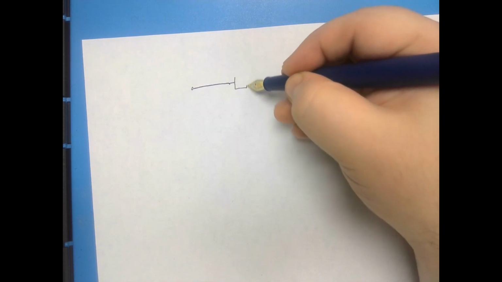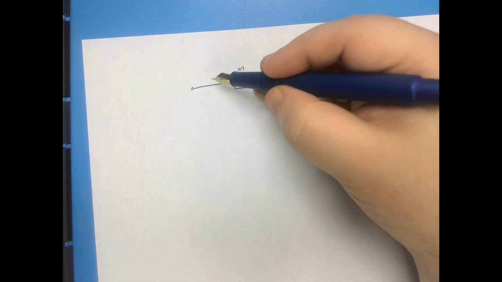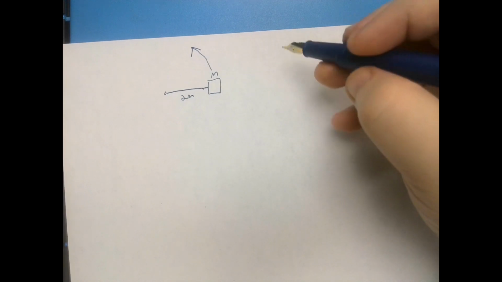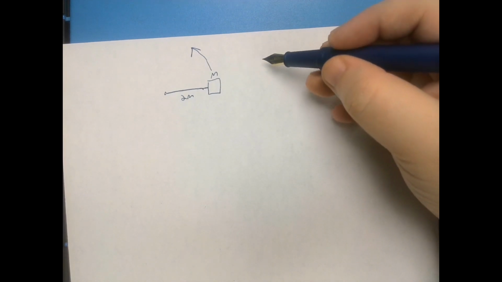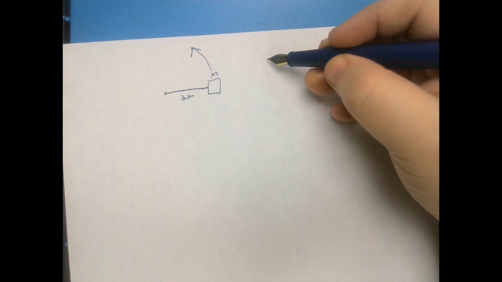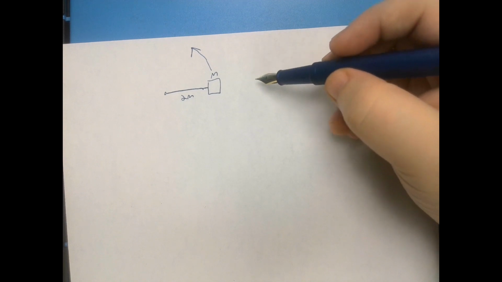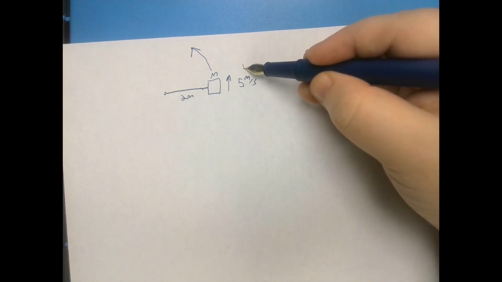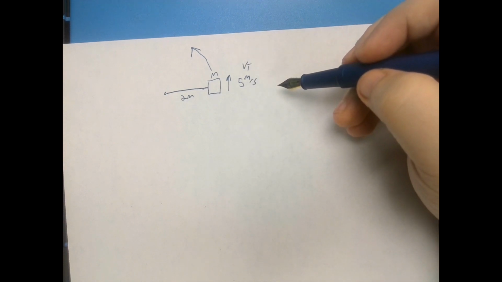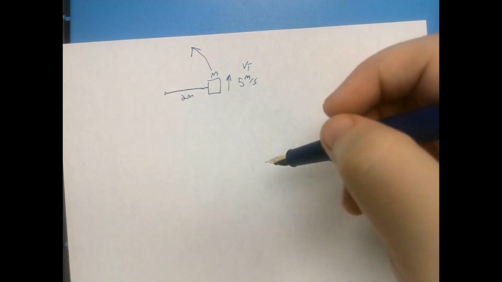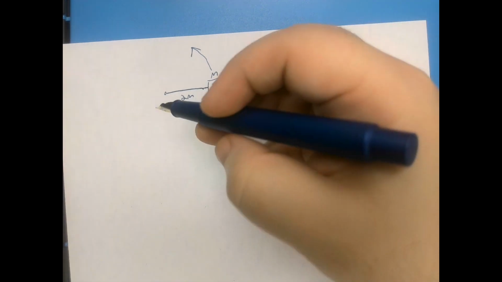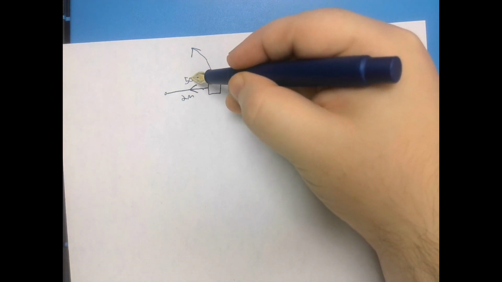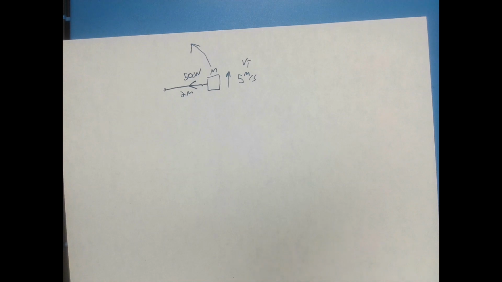Suppose we had some mass going around a 2-meter loop, and let's say that the speed here is 5 meters per second, tangential speed. And let's say that the force is 500 newtons. What would be the mass of the object?